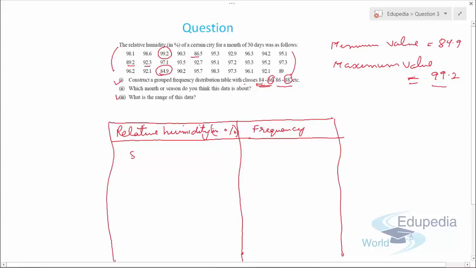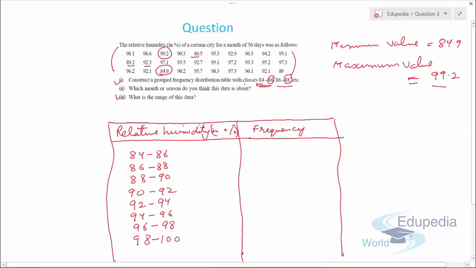So let's draw it. So it will be 84 to 86, 86 to 88, 88 to 90, 90 to 92, 92 to 94, 94 to 96, 96 to 98, 98 to 100, right? So this is the range.